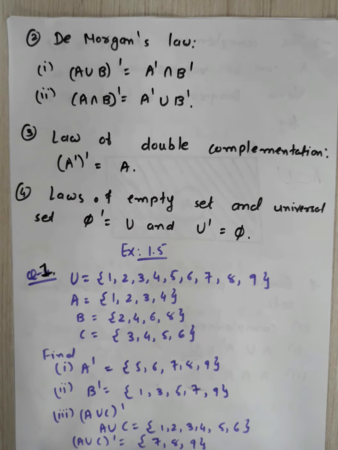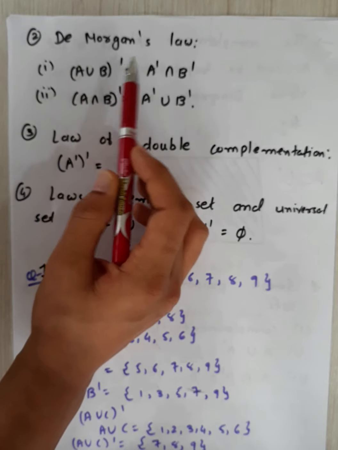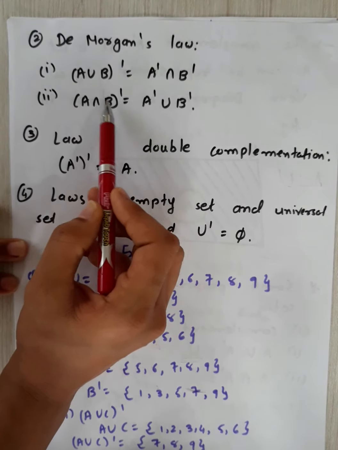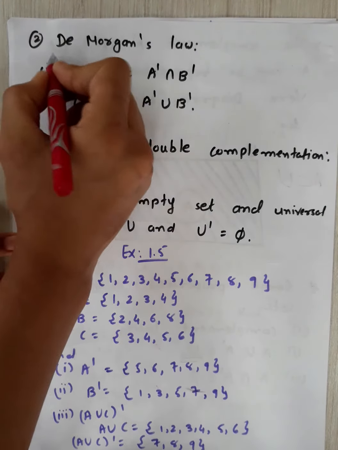Second, De Morgan's law. A union B, we saw with the help of an example, De Morgan's law. This is the second property. A union B whole dash is equal to A dash intersect B dash. And second is A intersect B whole dash is equal to A dash union B dash. Right? This is De Morgan's law.